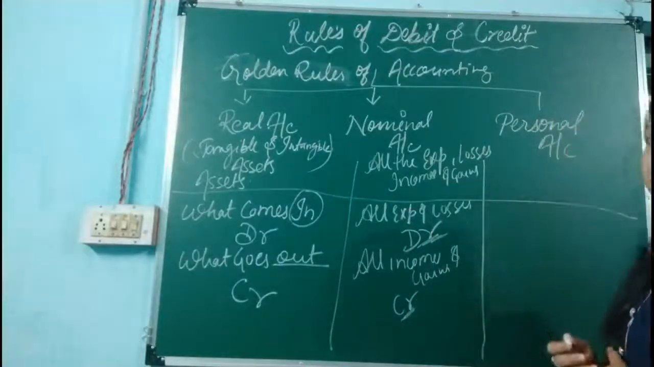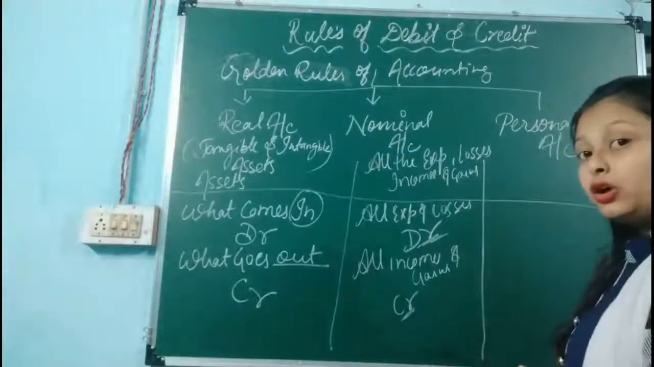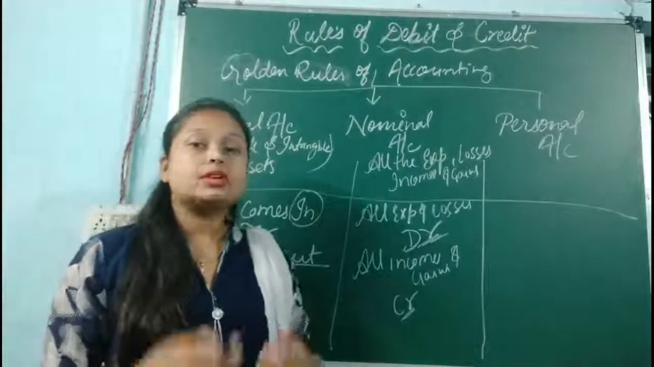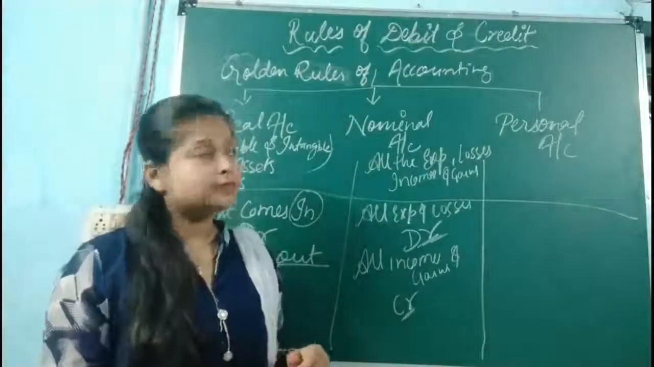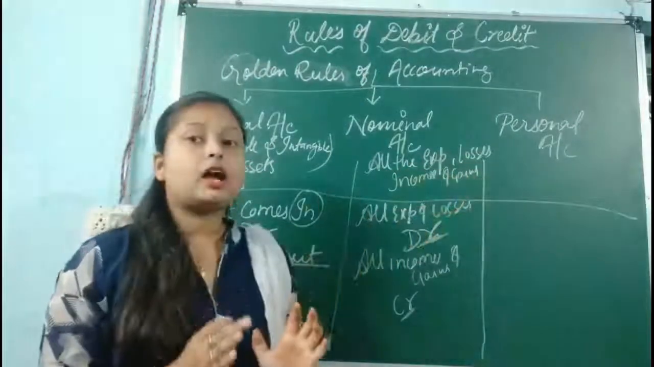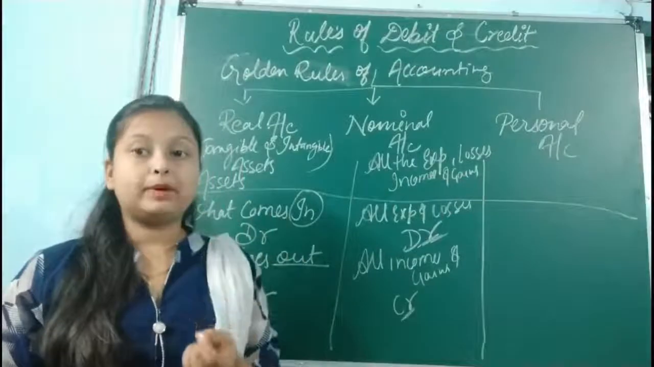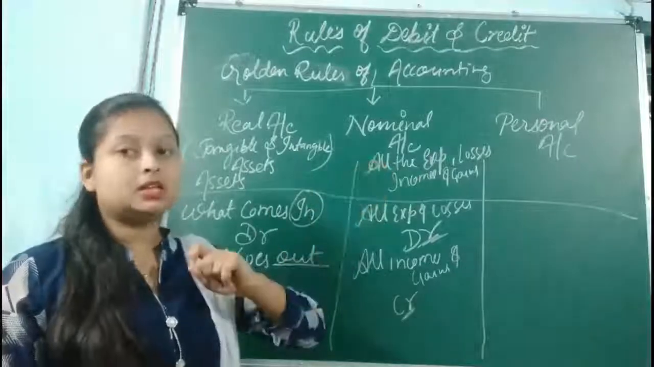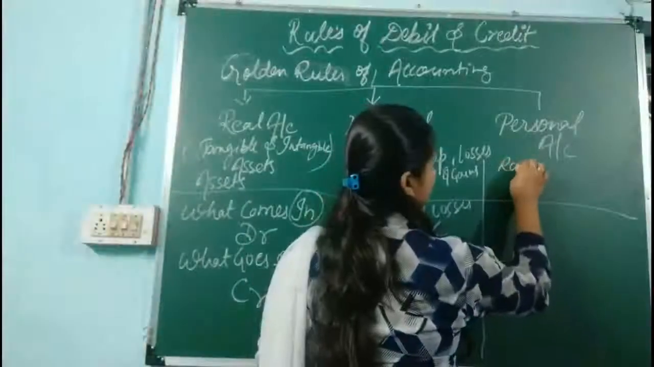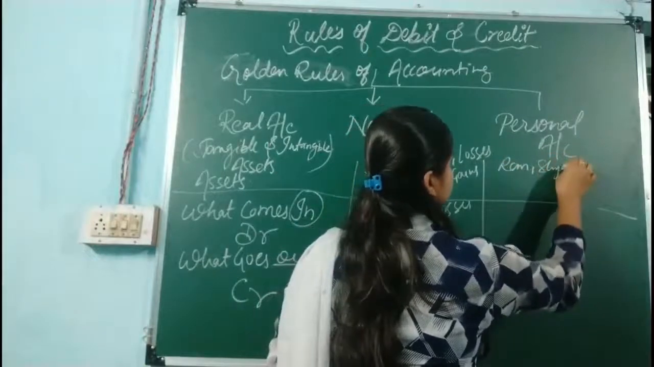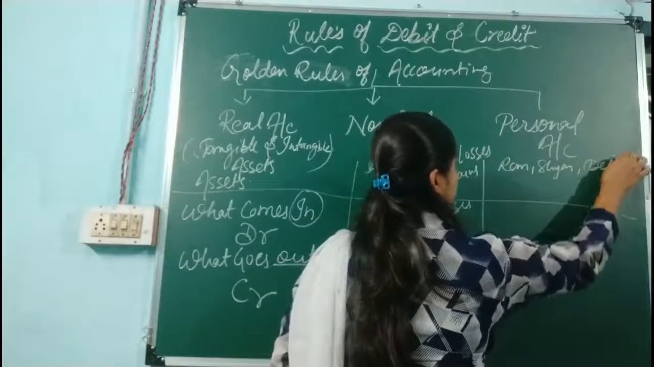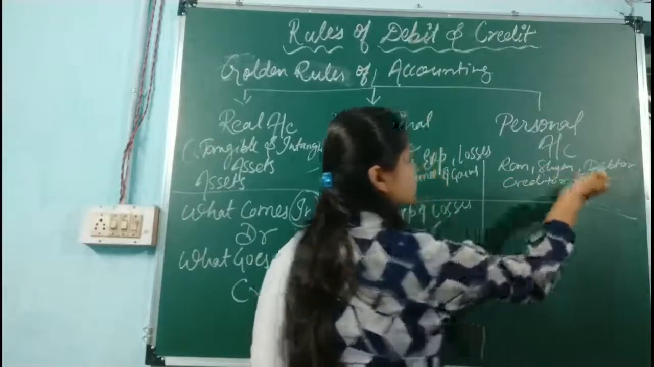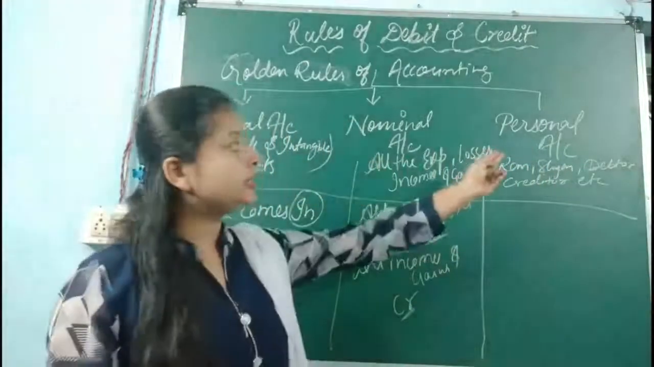Now coming to the personal account. What does personal account mean? Personal account is related to different persons' accounts. Suppose Ram, Shyam, Sita, Gita, debtors, creditors, drawings. If a transaction is related to some person, if a name has come in the transaction, then we are going to deal with the personal account. You can write examples here: Ram, Shyam, debtor, creditor, etc. Such kinds of accounts are related to personal account.